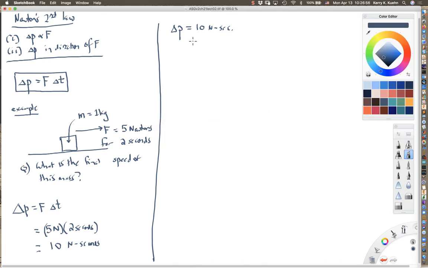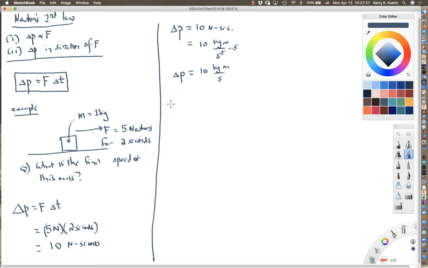Okay, 10 Newton seconds. And what is a Newton? It's 10 kilograms meters per second squared times seconds, right? And so one of the seconds cancels out, and we have 10 kilograms meters per second, right? So you'll see that would give you a change in momentum, because momentum is a mass times a velocity.